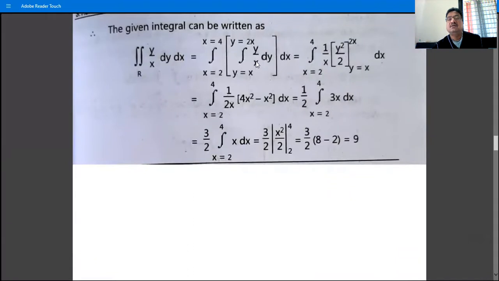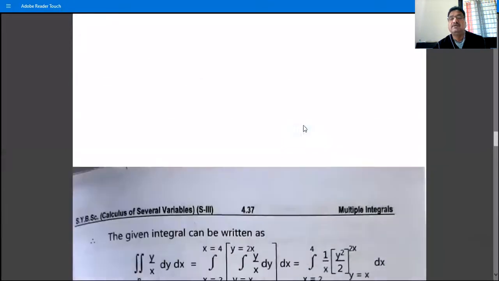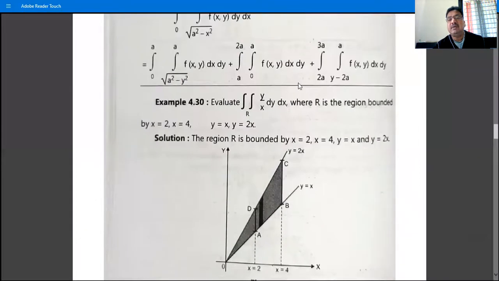So the integration of 1 with respect to x is now constant. The integration of y is y square by 2, from the limit y is equal to x to 2x, and then upper limit minus lower limit gives 3x. Integration is x square by 2. Take 3 as common, and then upper limit minus lower limit, and the value is 9. So we can also integrate this with respect to x.